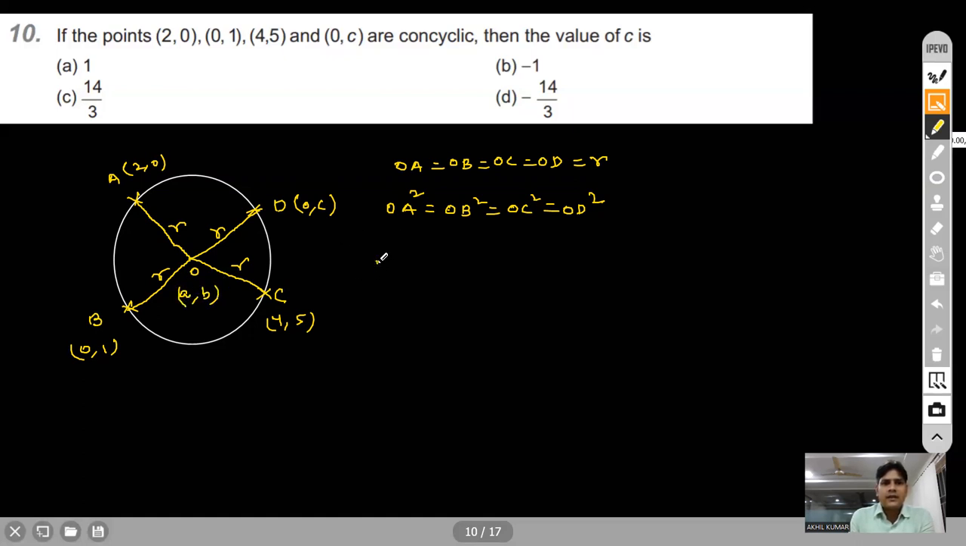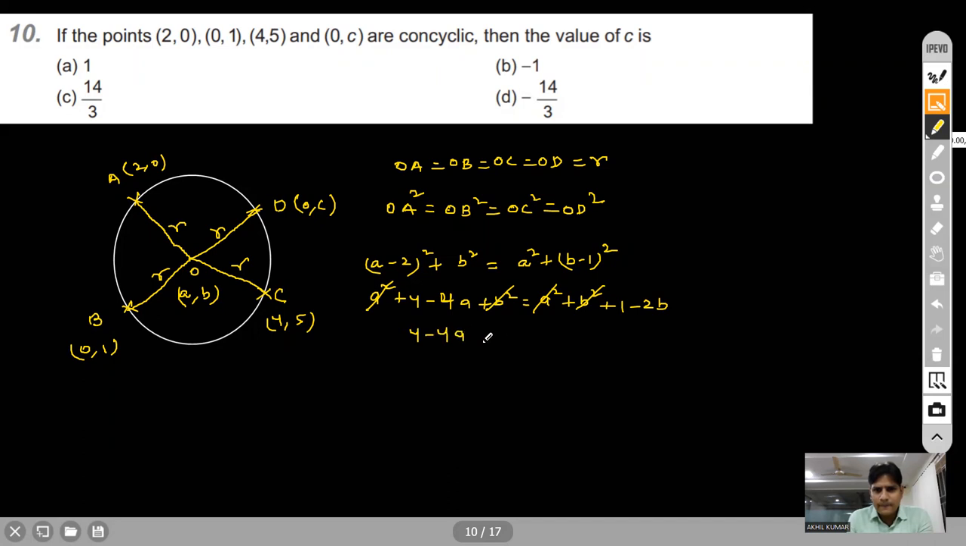So OA squared will be A minus 2 squared plus B squared, right? And that will be equal to OB squared. What will be OB squared? That will be A squared plus B minus 1 squared, right? So from here we get A squared plus 4 minus 4a plus b squared is equal to a squared plus b squared plus 1 minus 2b. So a squared, b squared will be cancelled out. This will be 4 minus 4a minus 1 plus 2b equal to 0. Or we can say 2b minus 4a plus 3 equals 0. So this is our first equation.